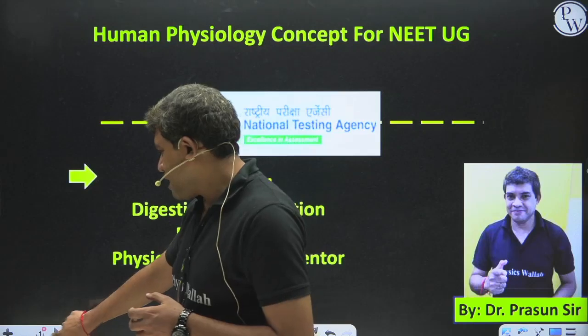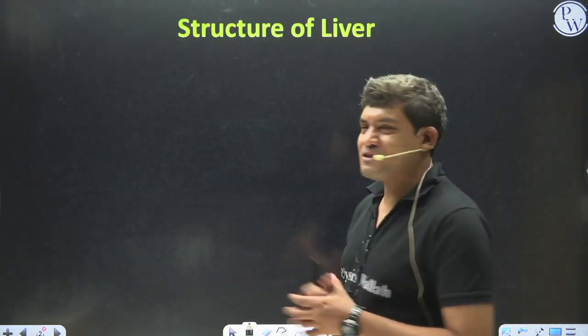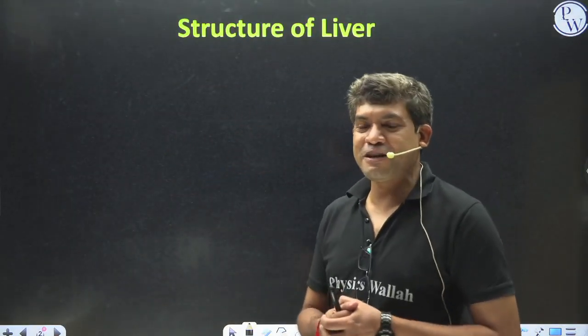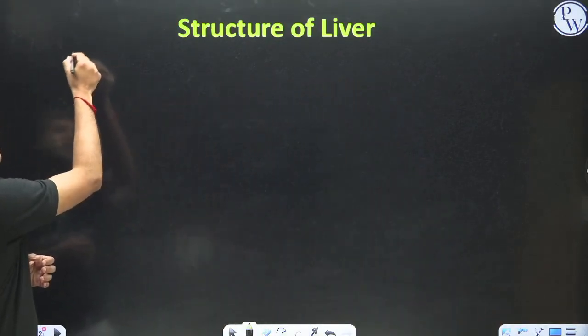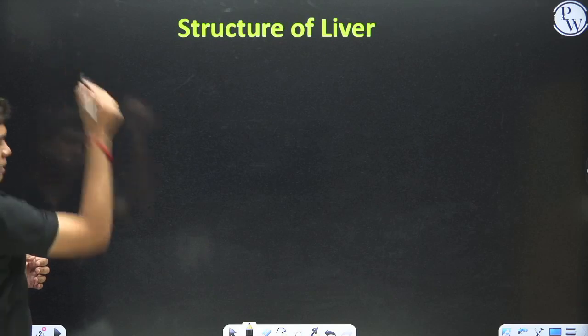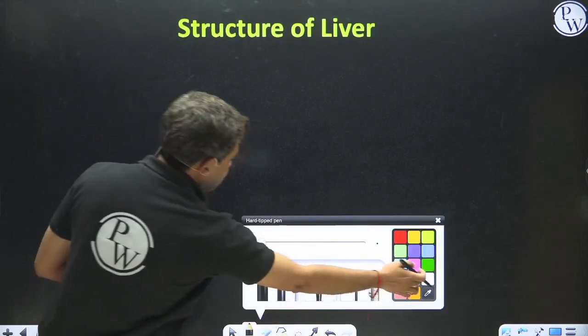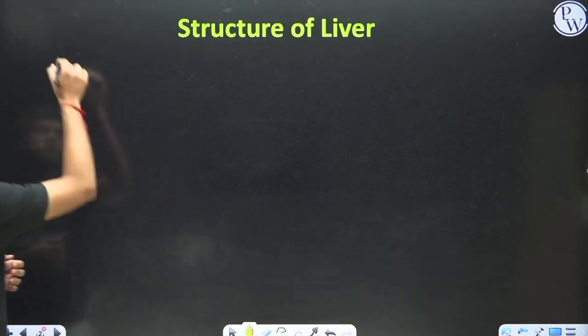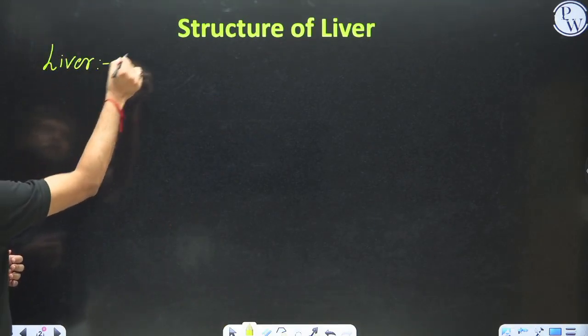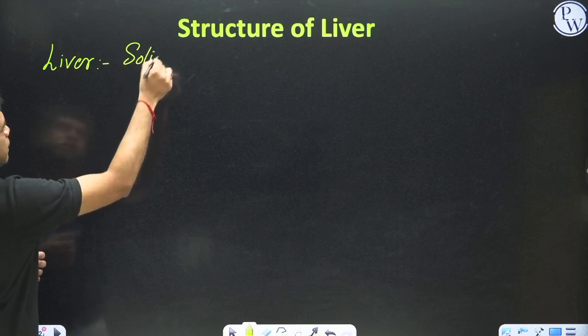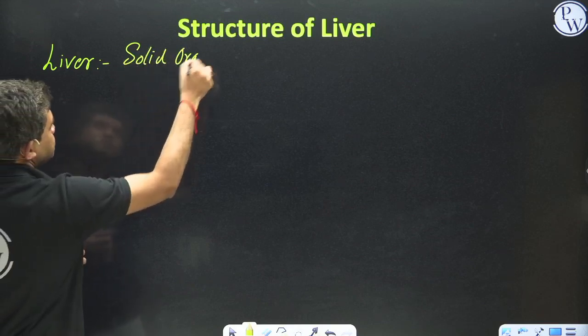First of all, I would like to start with the structures of the liver. So what is the liver? Liver is an important organ. Let us see what I can write for you. The liver is actually an important organ, a solid organ. This is the liver. It is a solid organ.